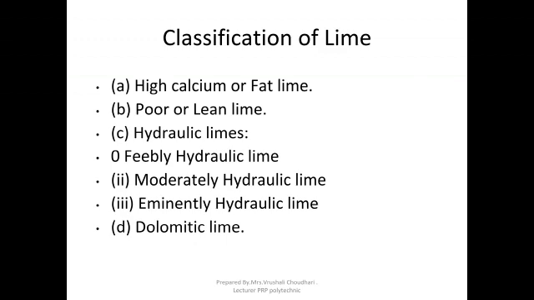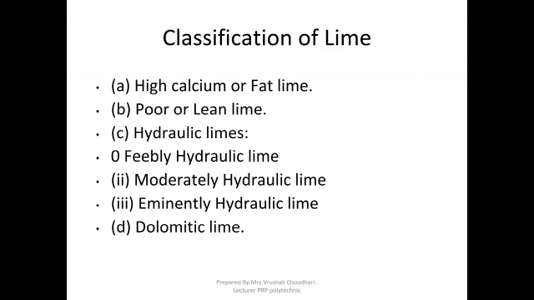First, it is called high calcium or fat lime. Second is poor or lean lime. Third is hydraulic lime. Hydraulic limes are again divided into feebly hydraulic lime, moderately hydraulic lime and eminently hydraulic lime. Last is dolomitic lime. Lime is classified into four categories: high calcium, poor calcium, hydraulic lime and dolomitic lime.